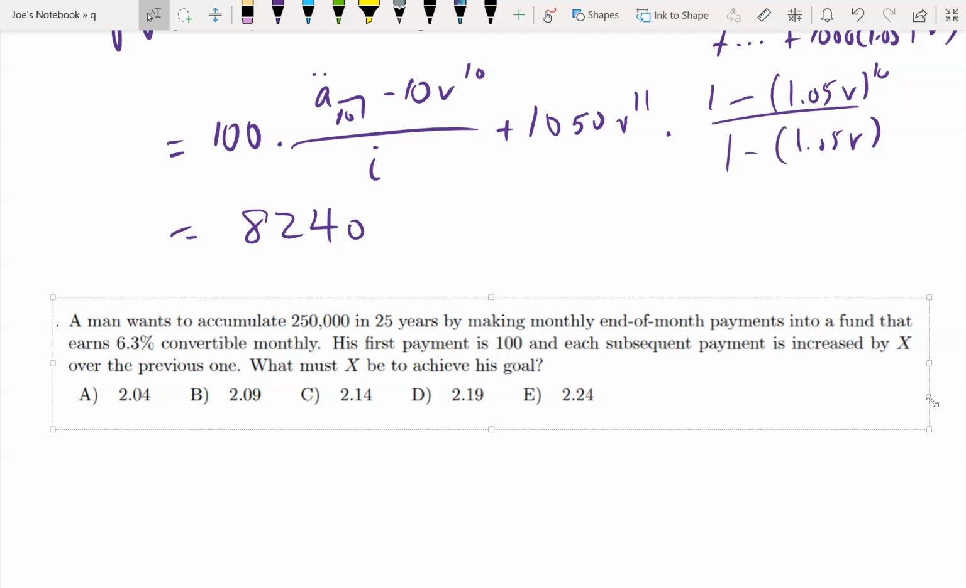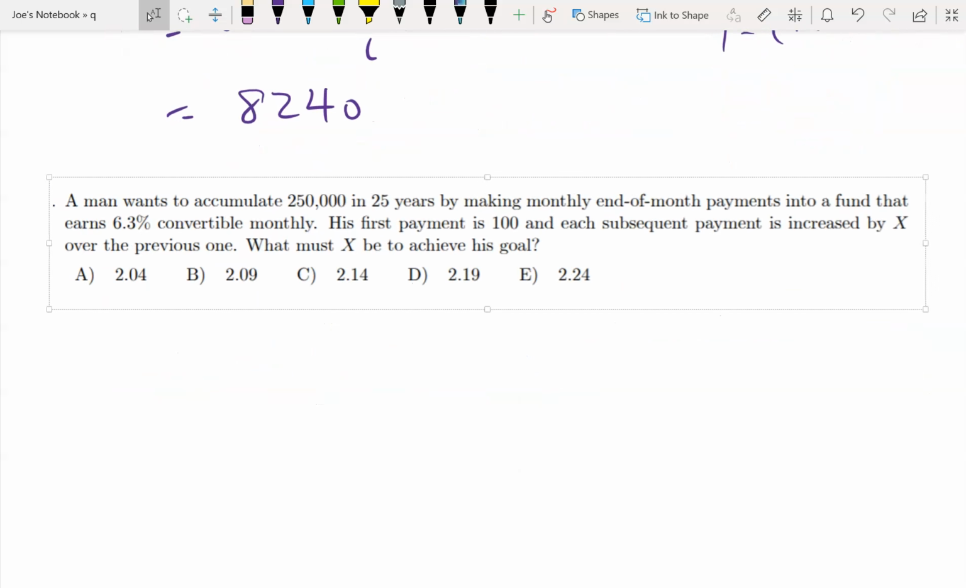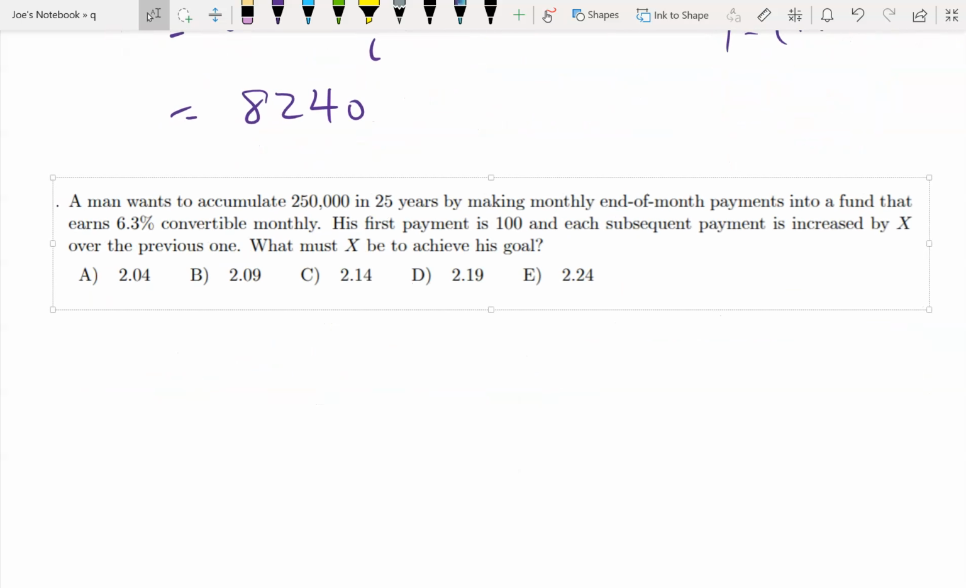All right, we want to accumulate $250,000 in 25 years by making monthly end of payments. This one's increasing as well, because the first payment's going to be 100, and then each payment after that is increased by X. Is this arithmetic or geometric? Arithmetic, right? It's adding the same amount every time, correct? All right. So we want to figure out the accumulated value.